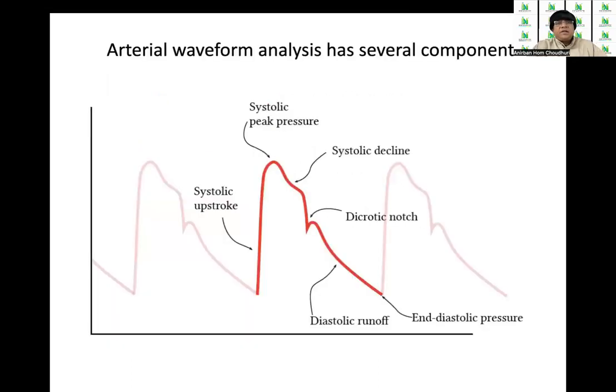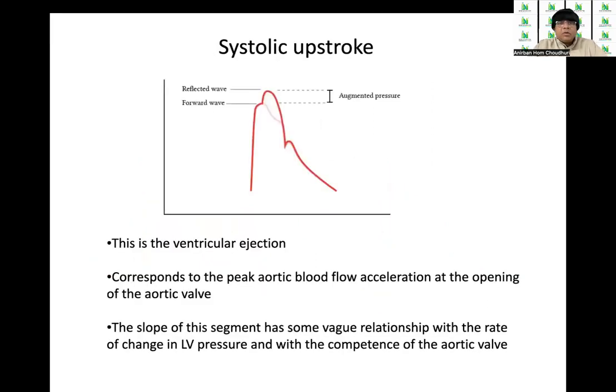Now this has several components. If you look, you can find a systolic upstroke, which leads to the systolic peak pressure, followed by systolic decline. Then there is a temporary bulge, which is known as the dicrotic notch. Then there is a fall, which is known as the diastolic runoff, followed by the end diastolic pressure. Now, what does the systolic upstroke represent?